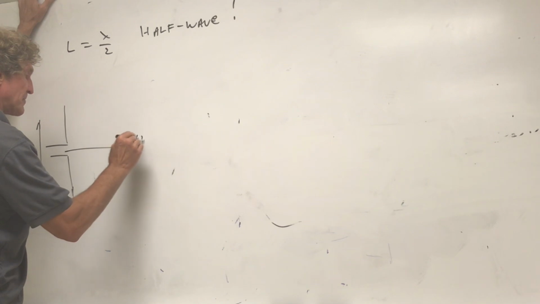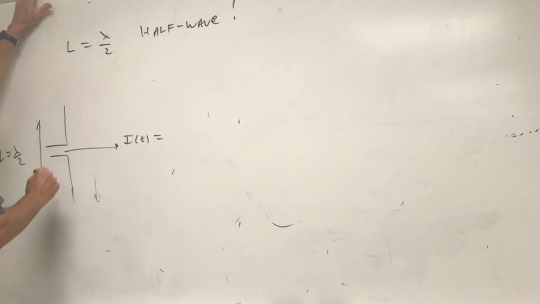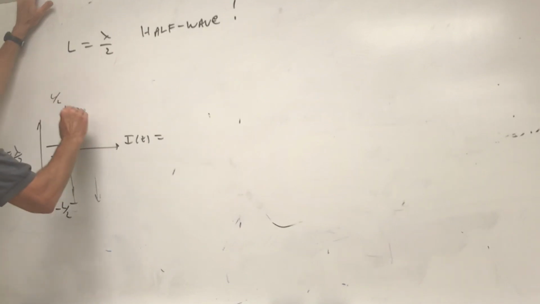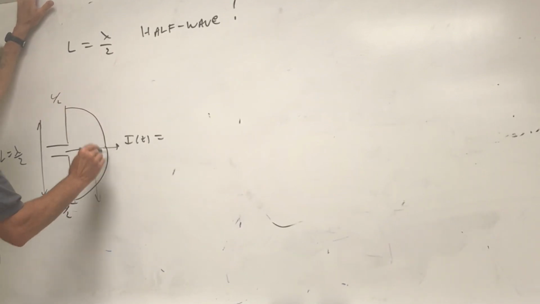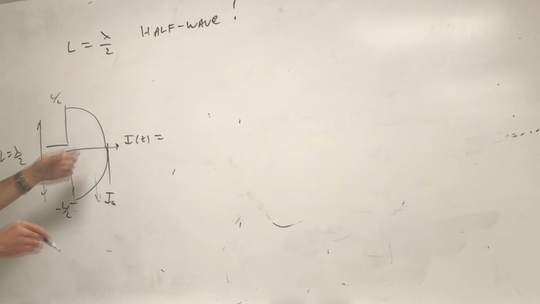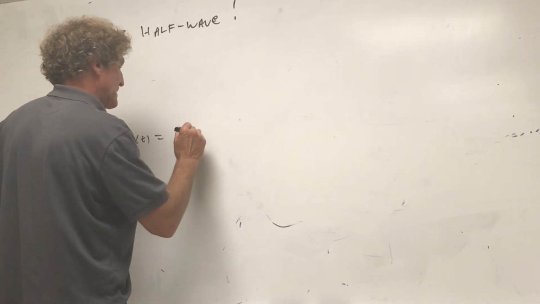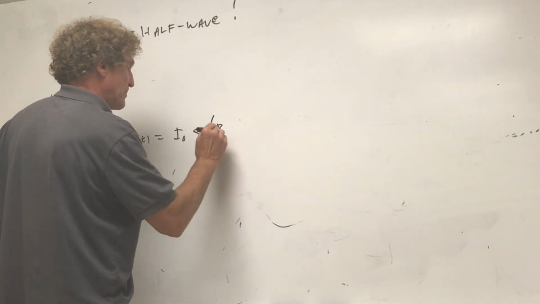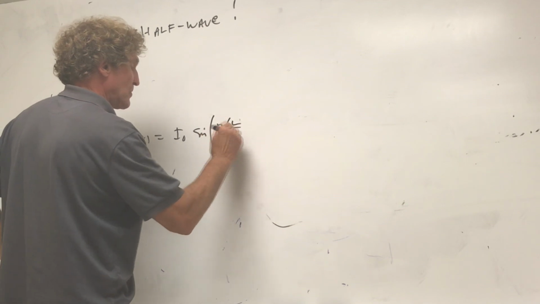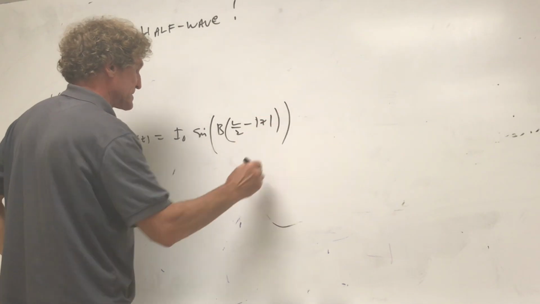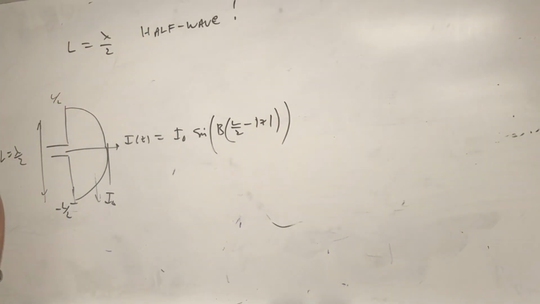When you look at I of z for this one, remember that's L over 2, so this is minus L over 2. This is L over 2. The current is going to look like this, roughly. And I'll have a peak value here, I naught. And the peak current will occur at the input point. And I of z will have the form I naught times the sine of beta times L over 2 minus magnitude of z. I'm going to modify this in a second, but you follow me? I'm just taking the definition of the current for an arbitrarily long dipole and putting it in there.